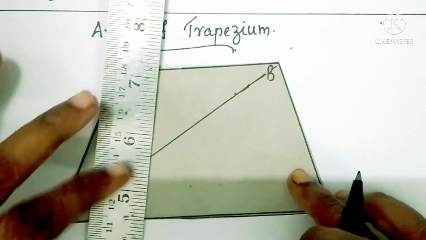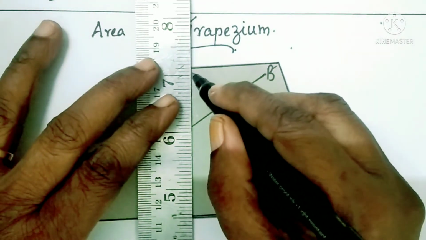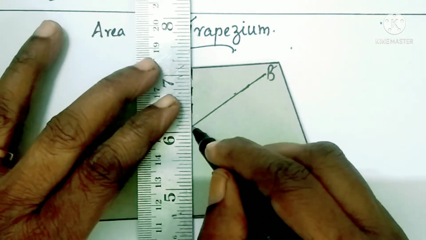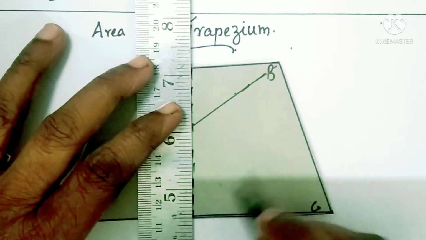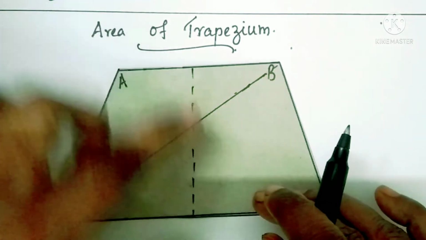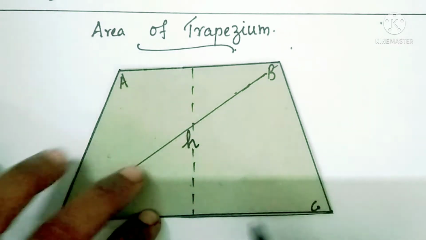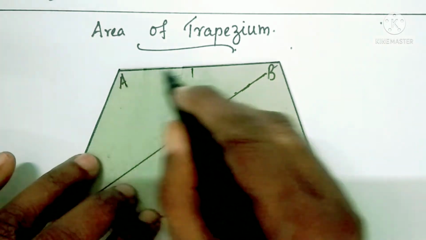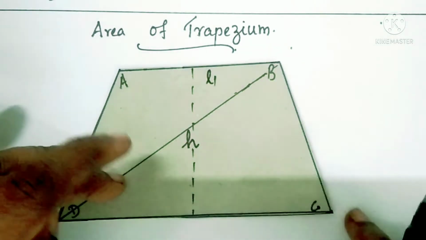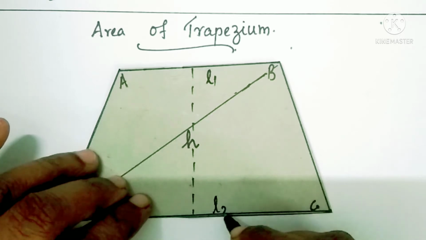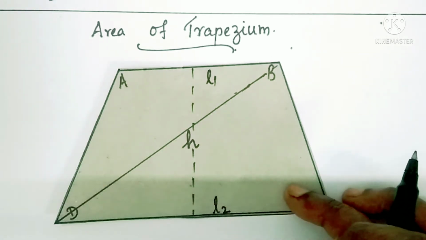Now the height means what? The perpendicular distance between the two parallel sides. If it is given that this length between these two parallel sides is h, H means height, and this length if you take it as L1 and this length if you take it as L2. Now how to find the area of these two triangles?